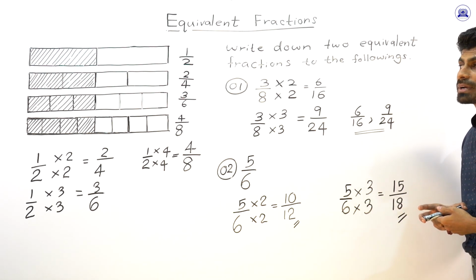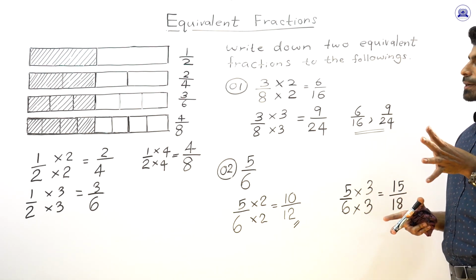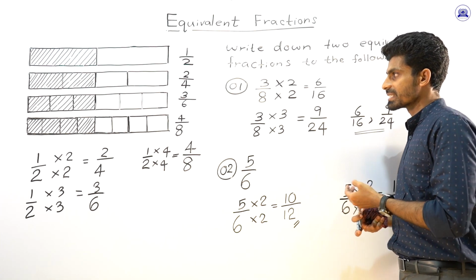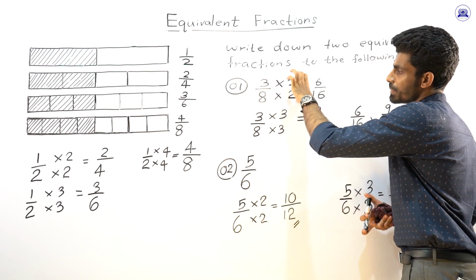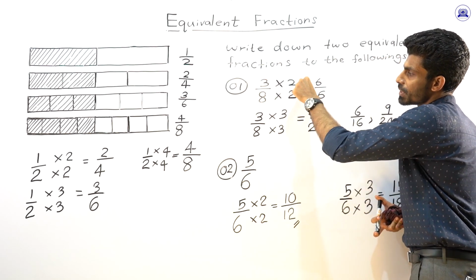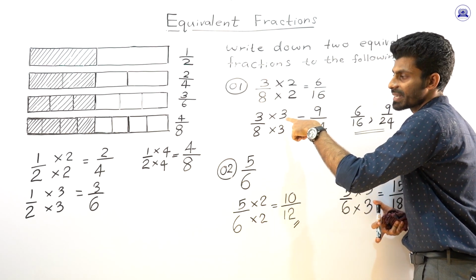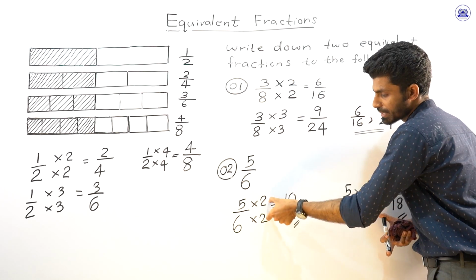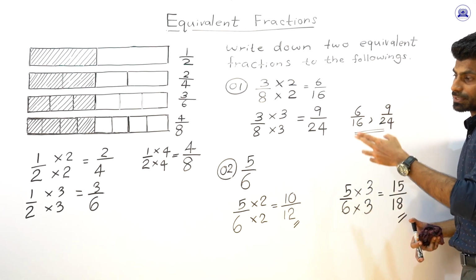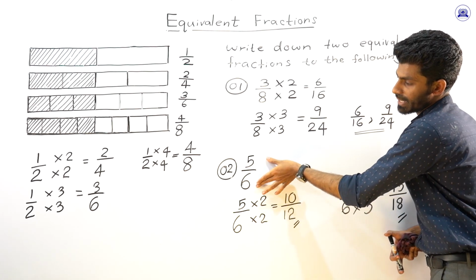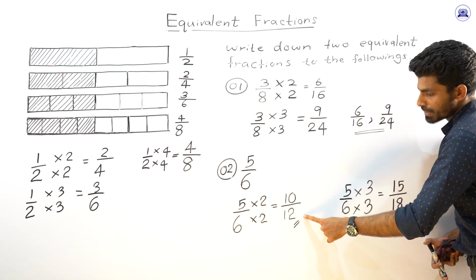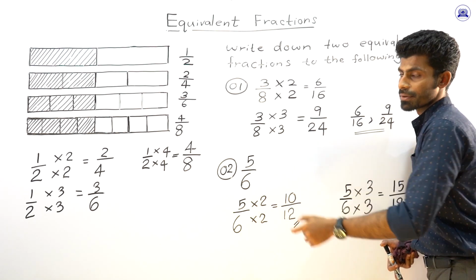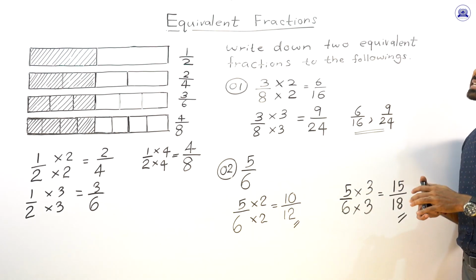Now I will give you some questions to solve. Just try to solve the questions so we can move to the next session, right? You can multiply the numerator and the denominator by the same number. All those numbers are the same, and you can create equivalent fractions. 10 over 12 and 15 over 18 are equivalent to 5 over 6. So we can move to the next session now.